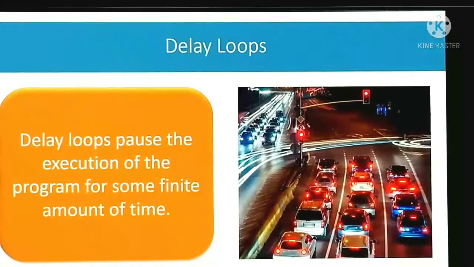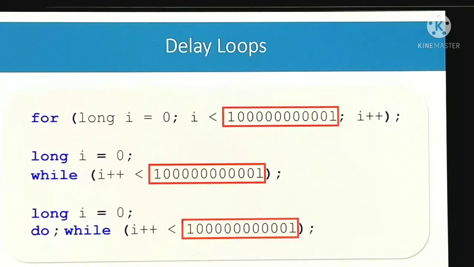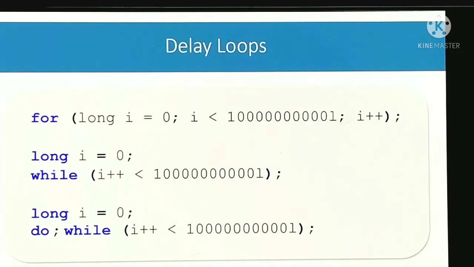Next is the delay loop. A delay loop pauses the execution of the program for some finite amount of time. In this case, if your condition has a large iteration value, like 1 followed by many zeros, and there is a semicolon at the end, it will show nothing on the screen, and it will keep running in memory for a long time, so we think that it is not showing on the screen, but it will stop somewhere.